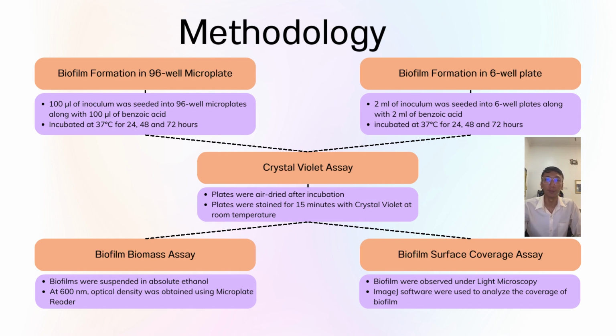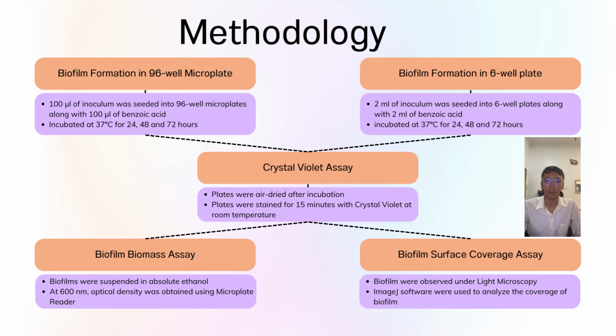While for biofilm formation in 6-well plate, 2 ml of inoculum was seeded into 6-well plates along with 2 ml of benzoic acid, which then incubated at 37 degrees Celsius for 24, 48, and 72 hours. Both 96-well microplate and 6-well plate were air-dried after incubation, which then was stained for 15 minutes with crystal violet. Biofilm in 96-well plate was suspended in absolute ethanol as initiation of biofilm biomass assay. At the absorbance of 600 nanometer, optical density was obtained using microplate reader.